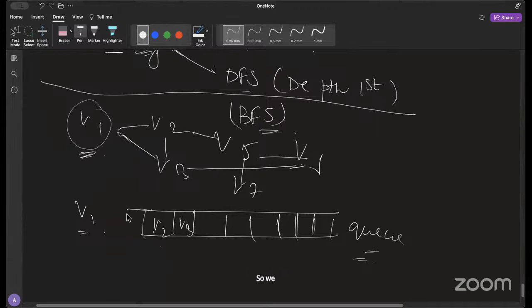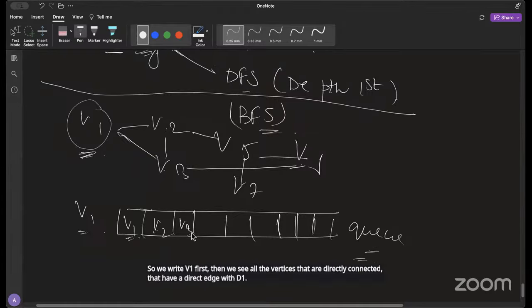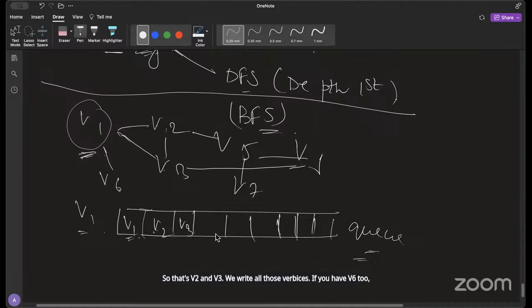So we start with V1 only. Actually, we have started our search from V1, so we write V1 first. Then we see all the vertices that are directly connected, that have a direct edge with V1. So that's V2 and V3. We write all those vertices. If you have V6 too, then write V6 too. Write all of them. And then you start from this one. Now this has been explored, right?